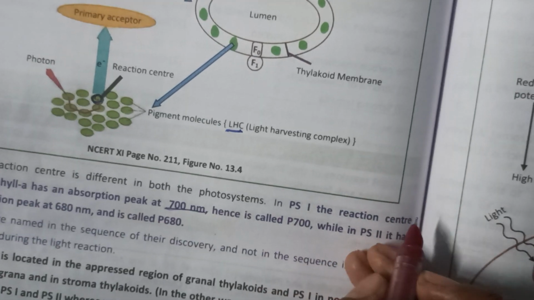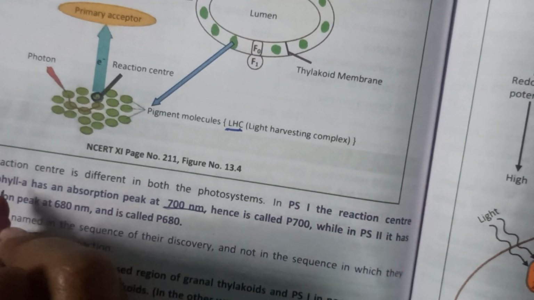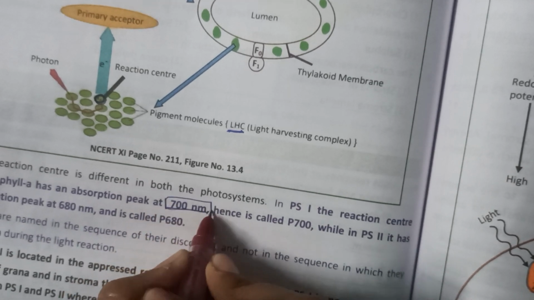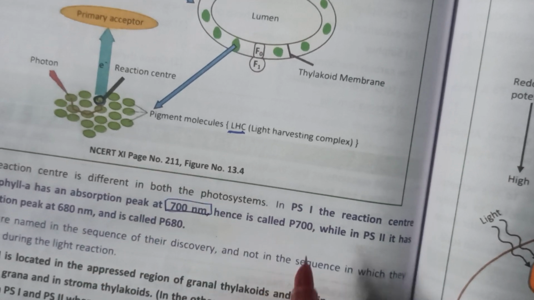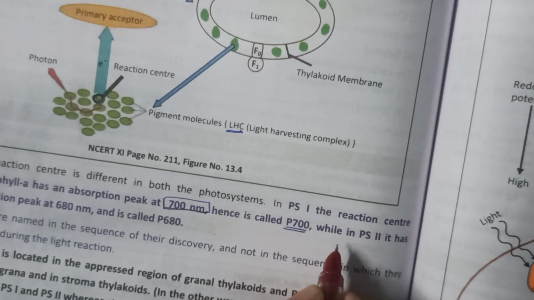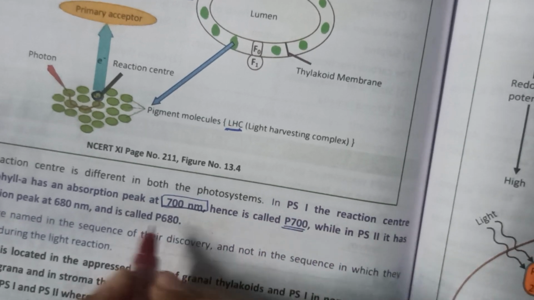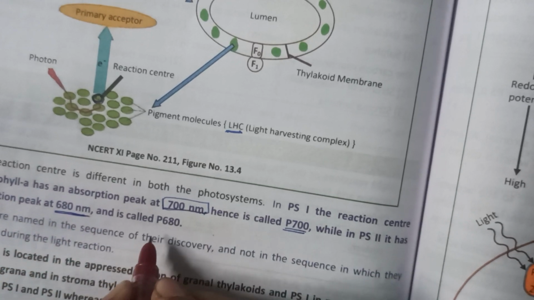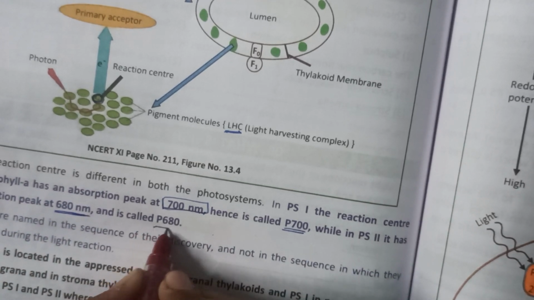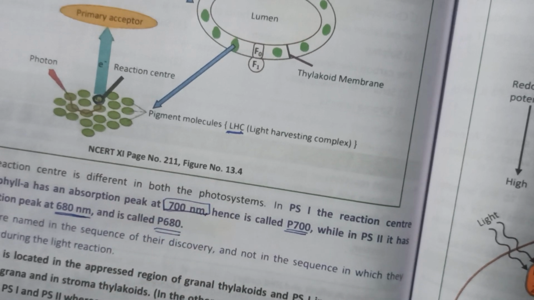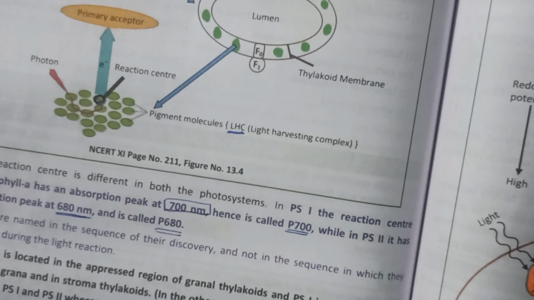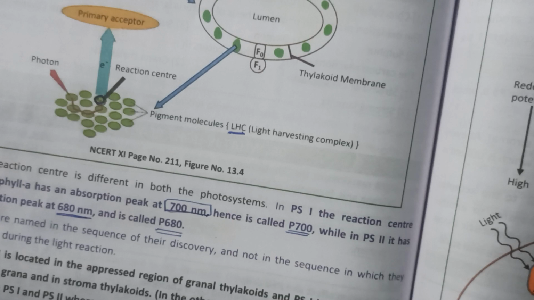So the reaction center is different in both photosystems. In photosystem 1 the reaction center, that is chlorophyll A, has an absorption peak at 700 nanometer. Hence it is called P700. Photosystem 2 will have an absorption peak at 680 nanometer. So it is called P680. P700 means photosystem 1 and P680 means photosystem 2, because the absorption spectrum varies for both these photosystems.